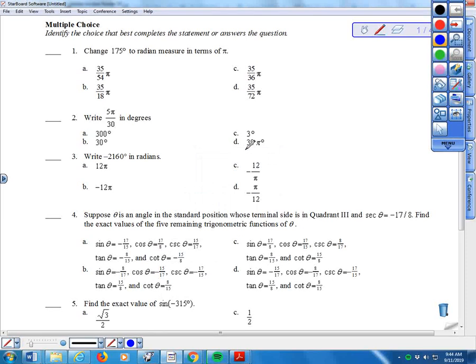Number 1, change 175 degrees to radian measure. So what's your strategy on doing these kinds of problems? What do you do? Divide it by 180. Okay. Yeah. And then add pi.